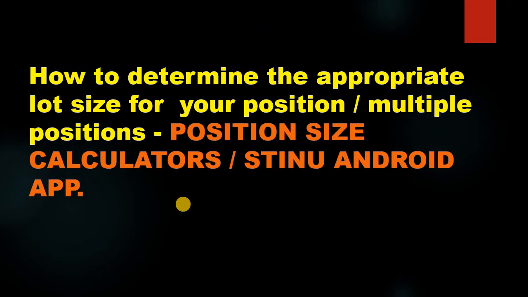Now, since we have known that we should not risk more than 2% of our account, it is very important for us to be able to determine the appropriate lot size for our positions in order to ensure that we do not risk more than 2% of our account. And that is where the position size calculators come in, or we can also make use of the Android app known as Steno, to achieve our desired results.